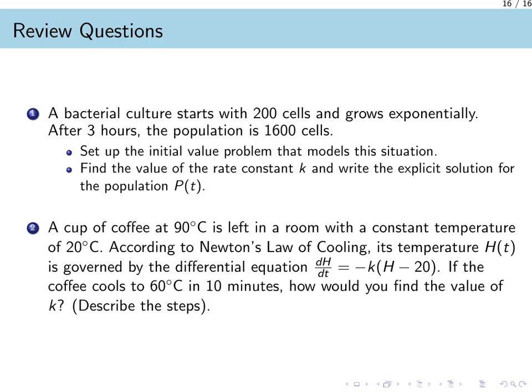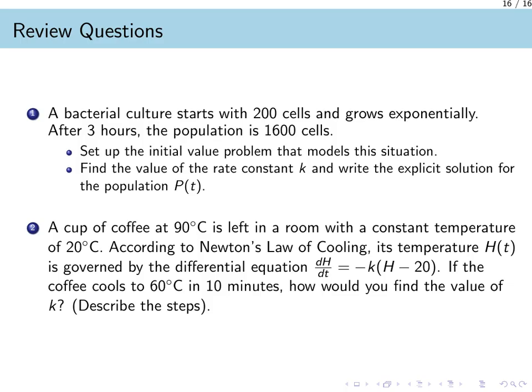For the first question, involving the bacterial culture, we are modeling exponential growth. The key idea is that the rate of population change, dP/dt, is proportional to the current population, P. This gives us the differential equation dP/dt equals k times P. The problem also states that the culture starts with 200 cells, which provides our initial condition. P of 0 equals 200.